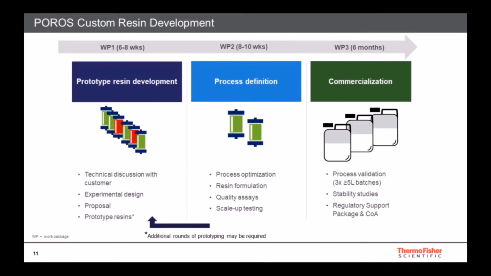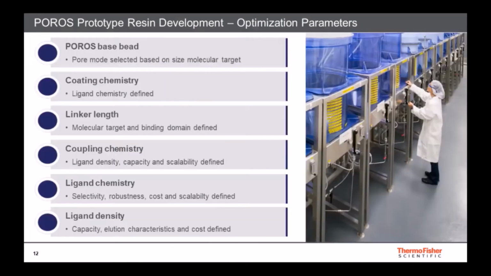And then from there, we move into the commercialization, which is very similar to what we saw with CaptureSelect, where we're going to do that validation in a 3-lot system and a minimum of 5-liter batches. And again, those can be larger. It's just that the minimum is 5 liters. From there, we'll also generate stability studies. We'll look at leachables, extractables, and we'll generate a full regulatory support package with CFAs and part numbers for ordering. And so you'll end up with a fully validated, commercially capable bioprocess resin ready for GMP manufacturing. And that's really, again, the fundamental goal of what we do for custom resin.